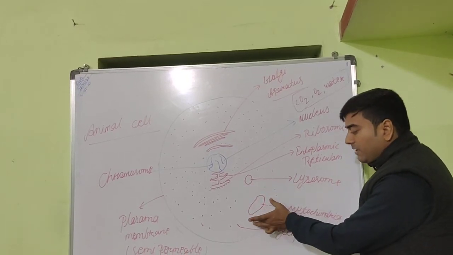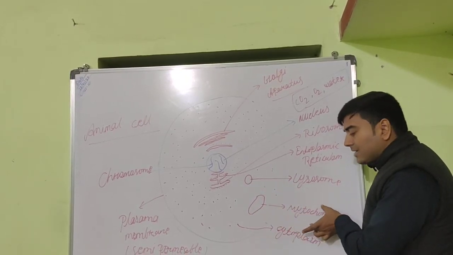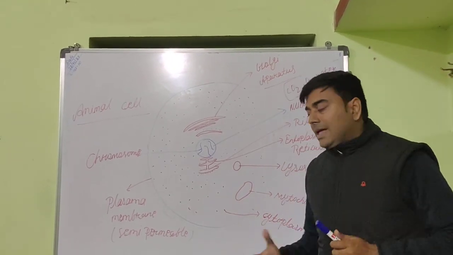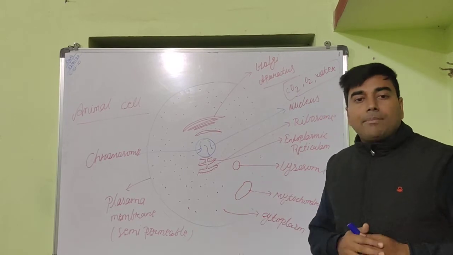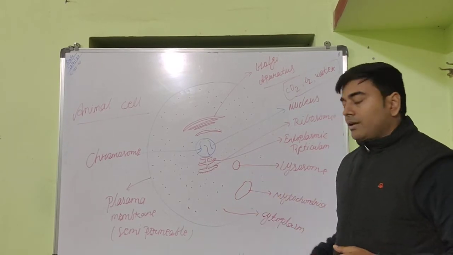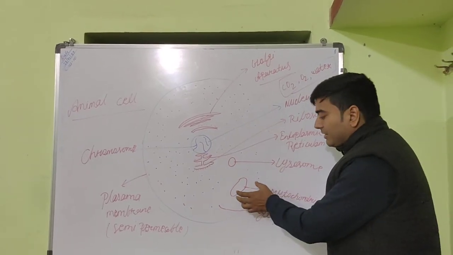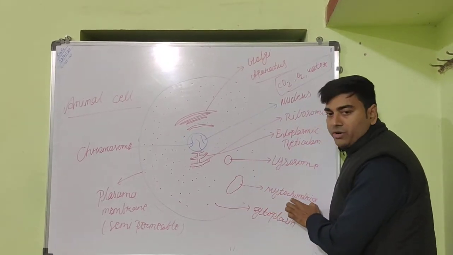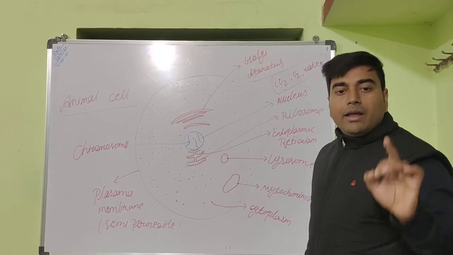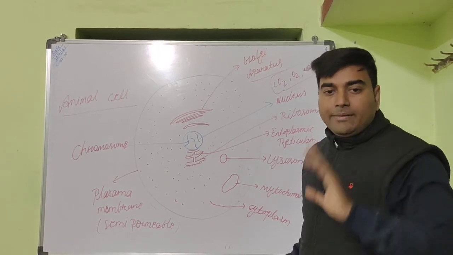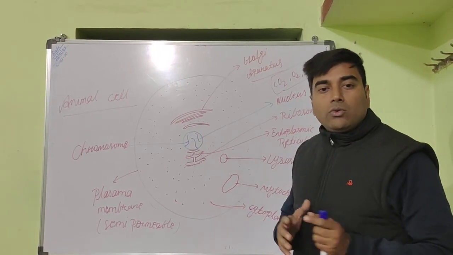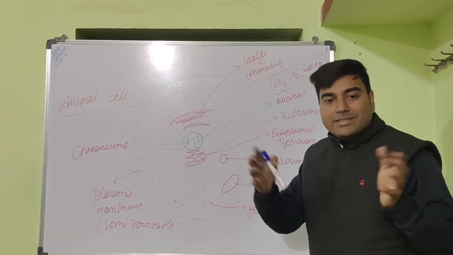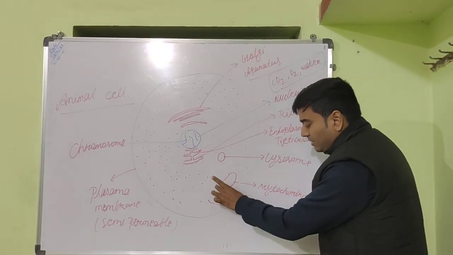Now come to the very important topic, which is known as the mitochondria. Now what is mitochondria? As we know, mitochondria is the powerhouse of the cell. Any kind of energy generated inside the cell is generated with the help of mitochondria, and it is measured in the form of ATP, which is known as adenosine triphosphate. So it is the basic unit to measure energy.